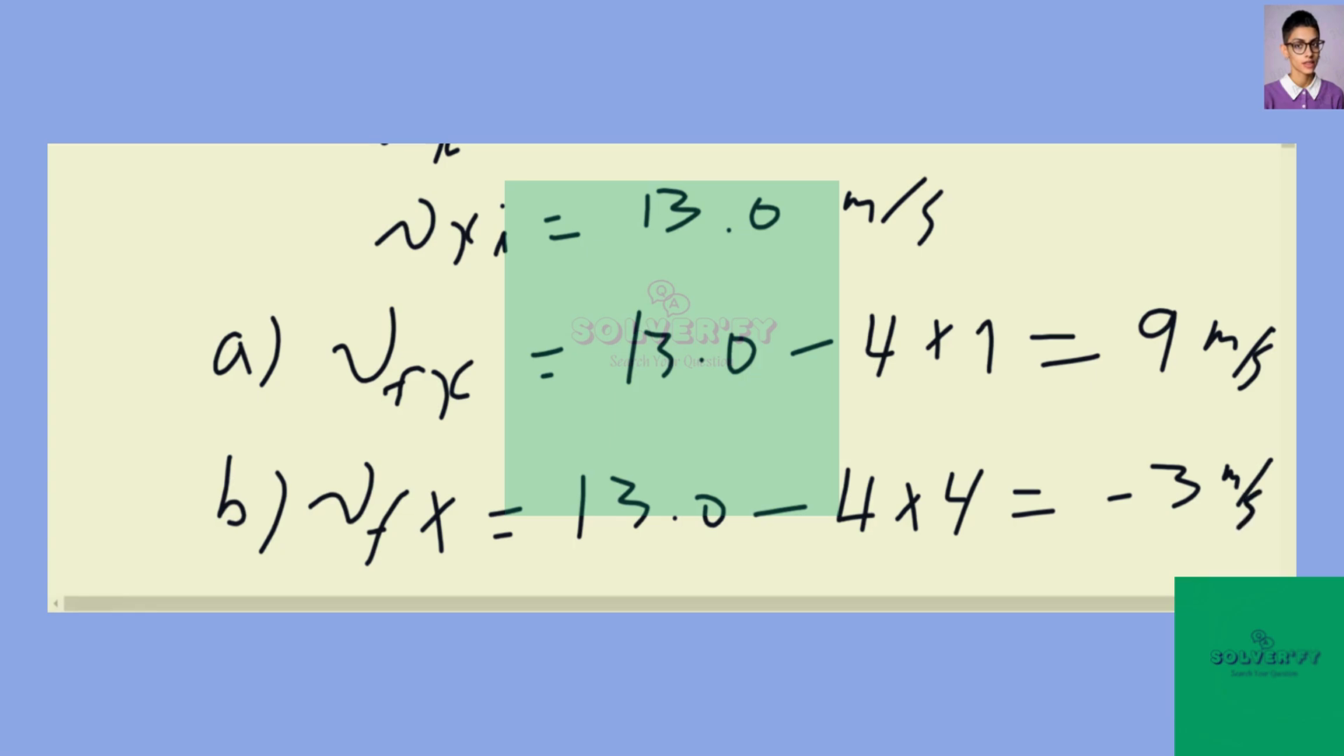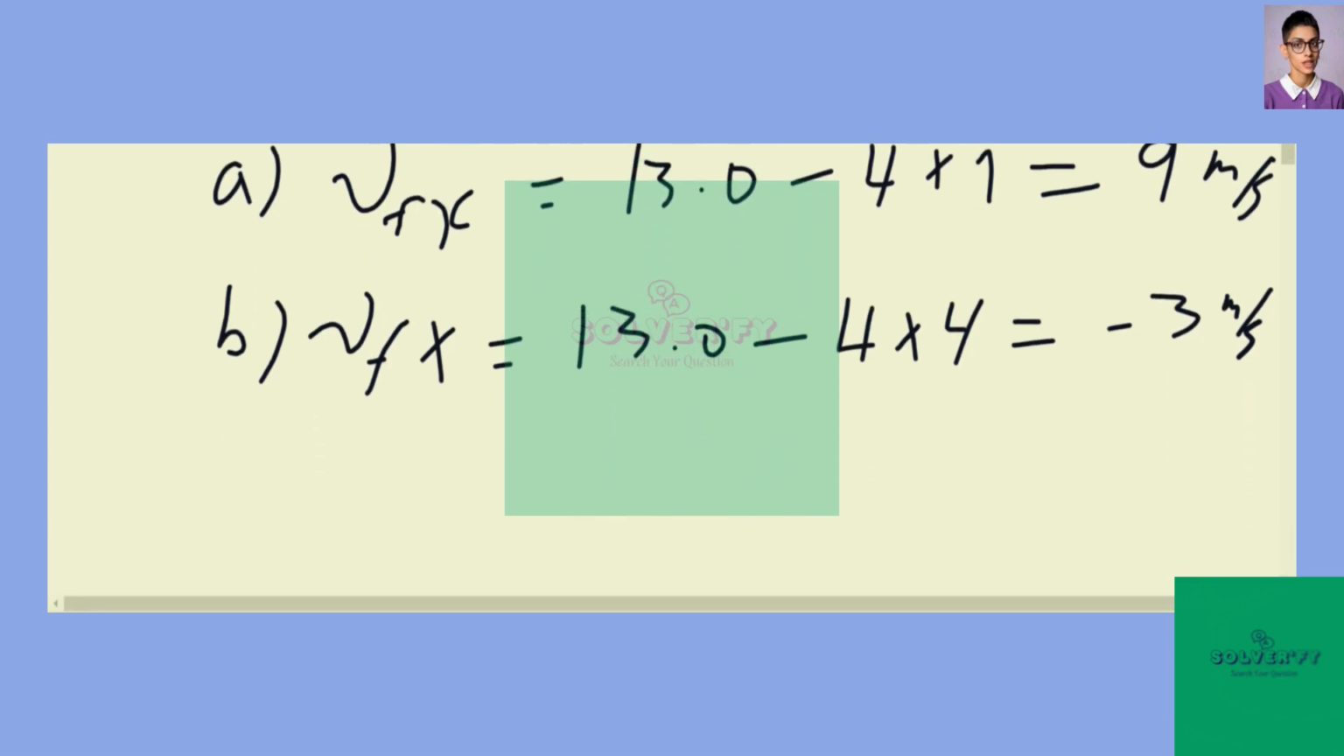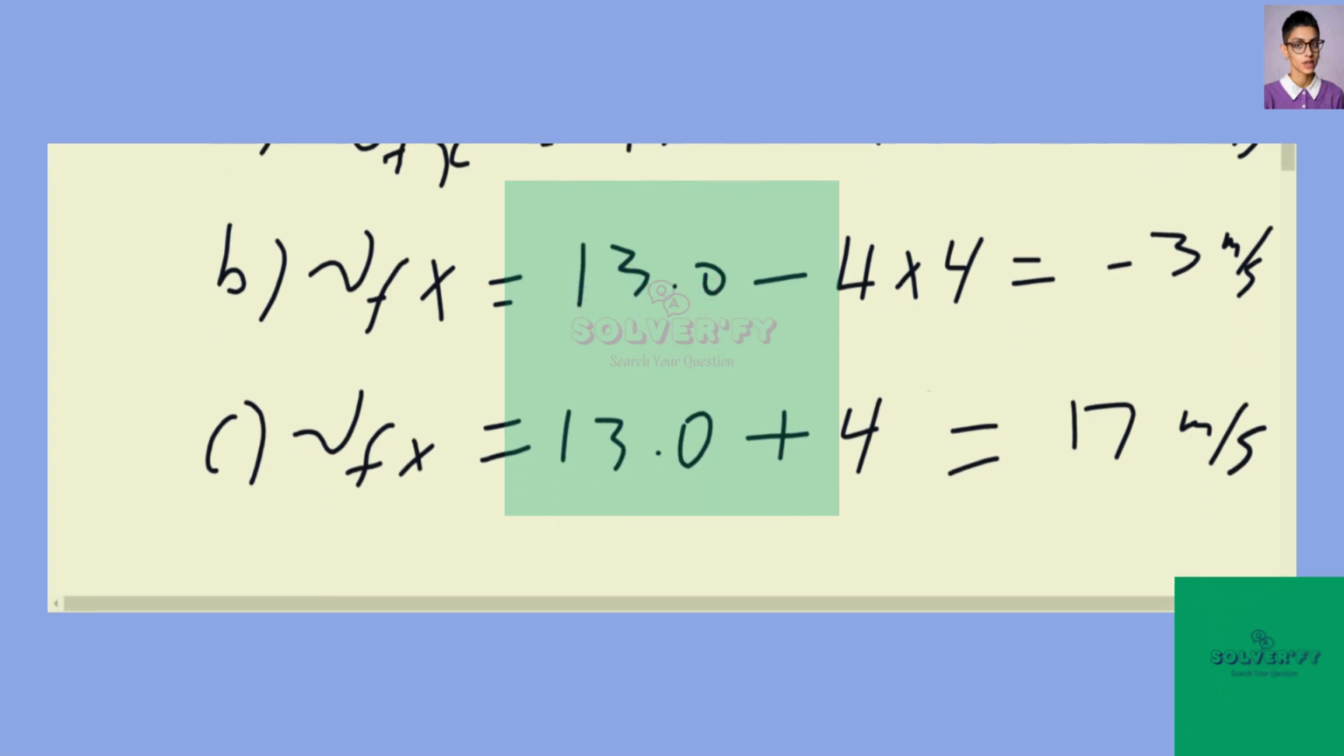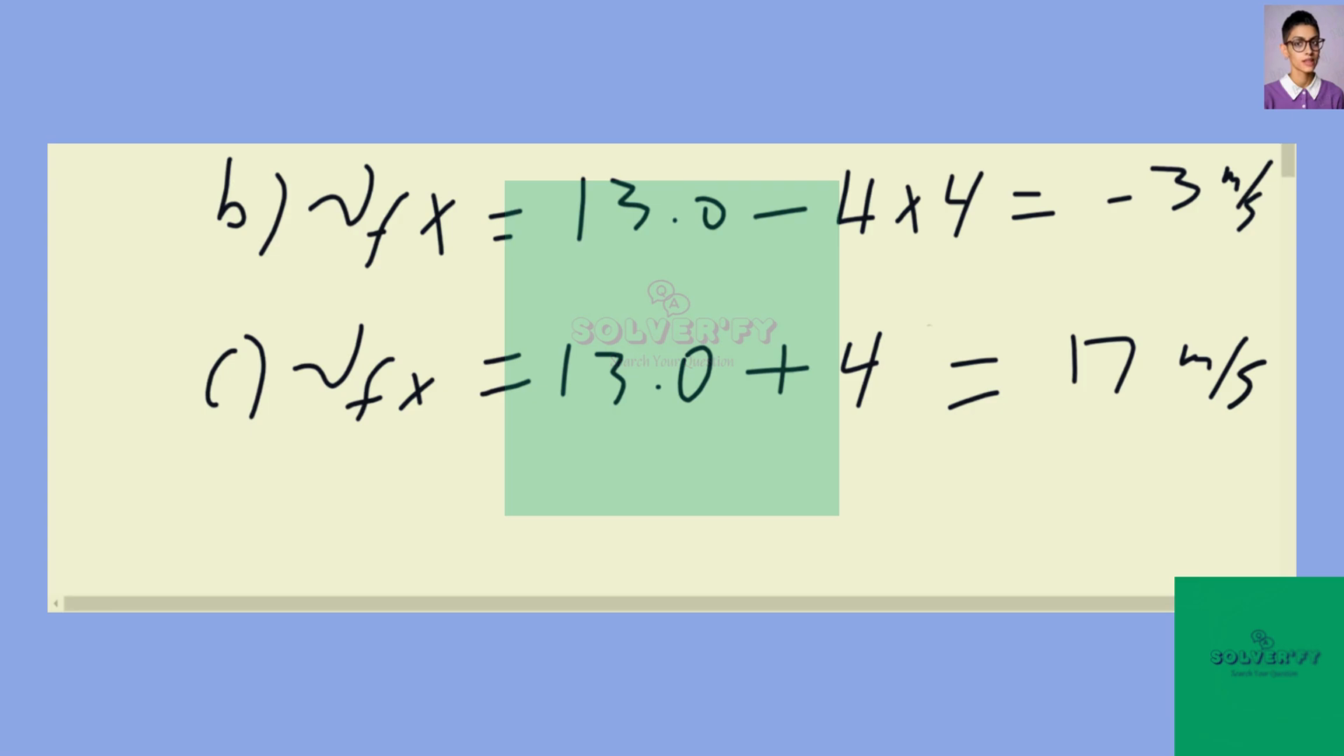And then the final value is we're about a second in the past. So the velocity then is going to be plus 4, and that is equal to 17 meters per second. The reason being that we're measuring the initial time as at 10:05, and the final time is at 10:04:59, so it's negative 1 second.